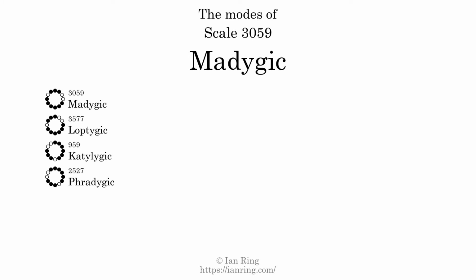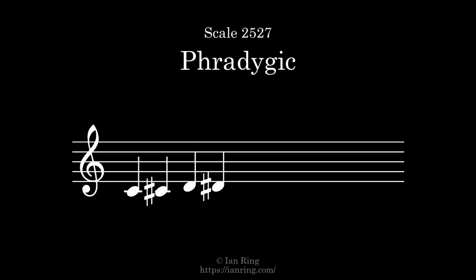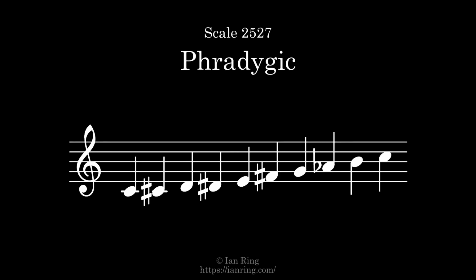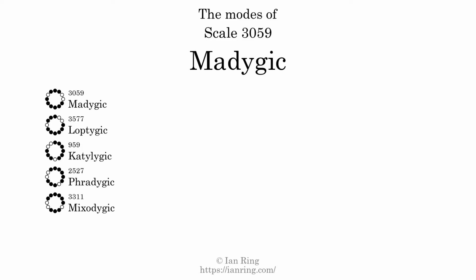The fourth mode is scale 2527, also known as Madygic. It sounds like this. The fifth mode is scale 3311, also known as Mixodygic. It sounds like this.